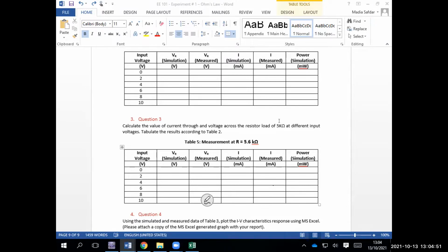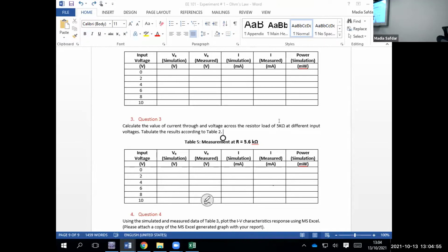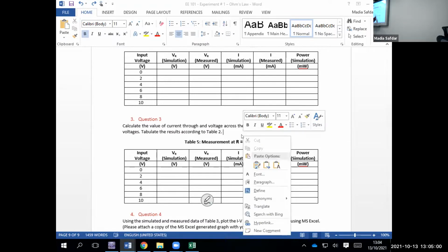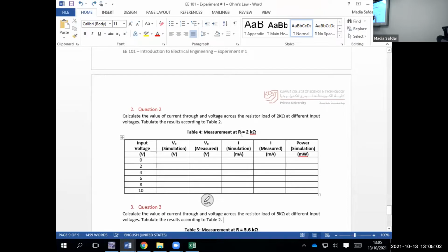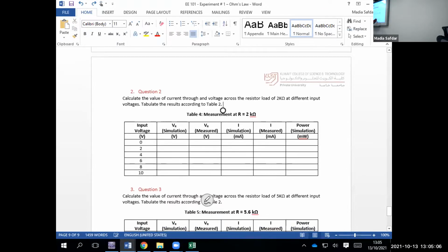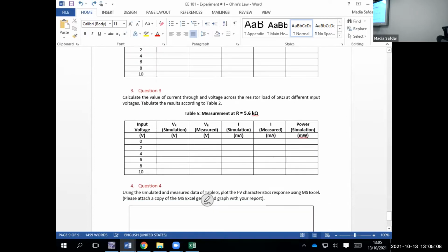The circuits, where do we put the circuits? For example, here press enter, and then here you will put the circuit for question number 3. Then you will go here, press enter, and then put the circuit here. Okay, like this.